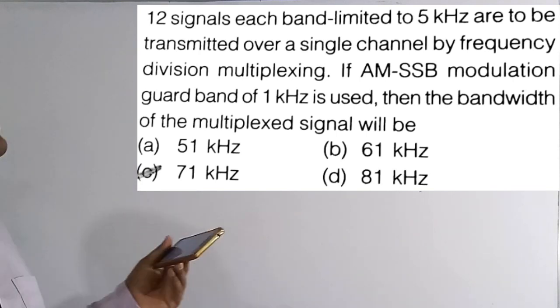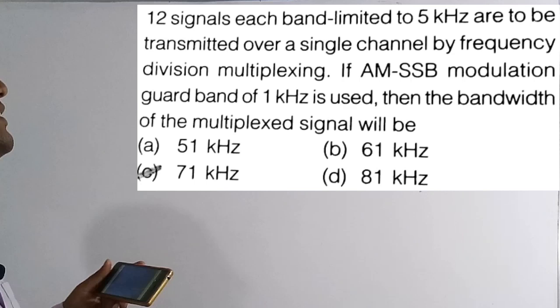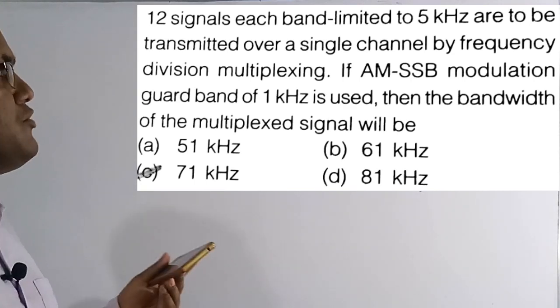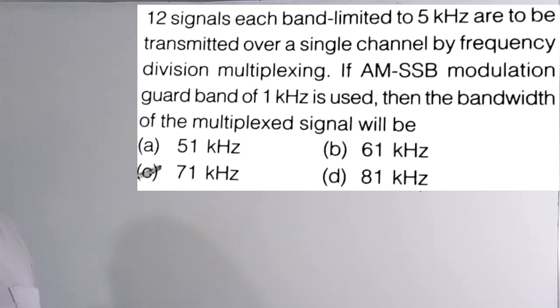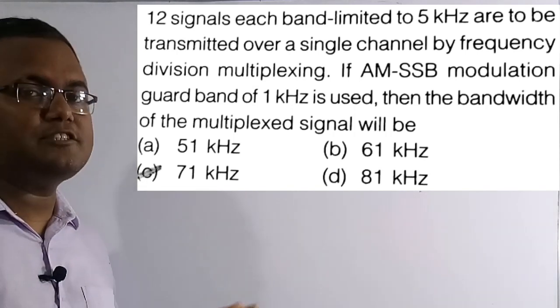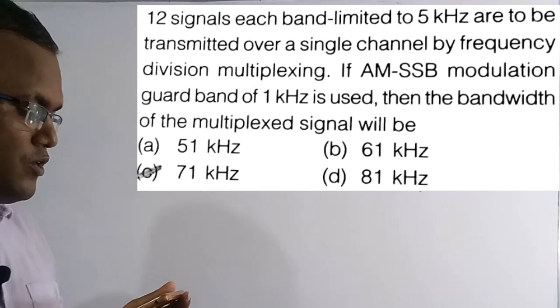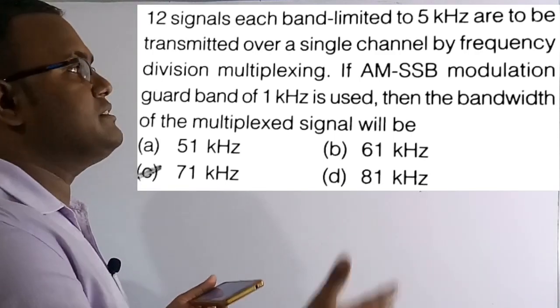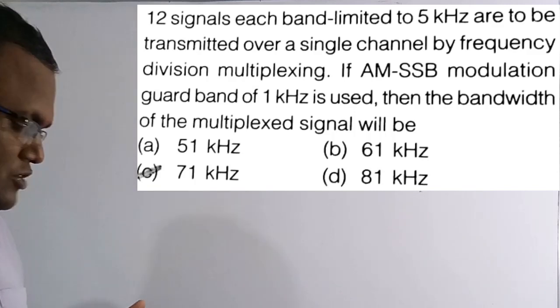Here they are going to transmit the 12 signals in only one channel, and they are also given the guard band, which is 1 kHz, and they are using the AM SSB, not the AM DSB. Here in this question they are using the SSB modulation technique. From this we need to find the bandwidth of the total multiplexed signal. So let's solve this numerical.